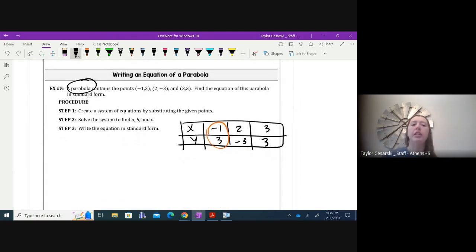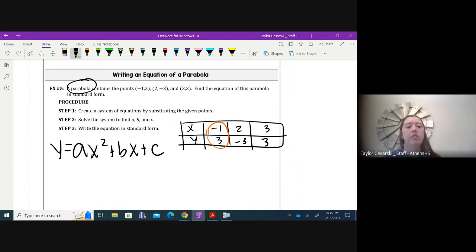It says a parabola contains the points (-1, 3), (2, -3), and (3, 3). I also put that in the table because you might see that in a table format. Find the equation of this parabola in standard form. Because it's a parabola, we know we just dealt with ax squared plus bx plus c. So we're essentially trying to find what a, b, and c are.